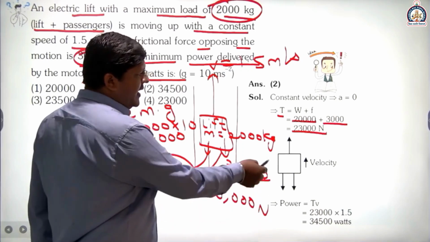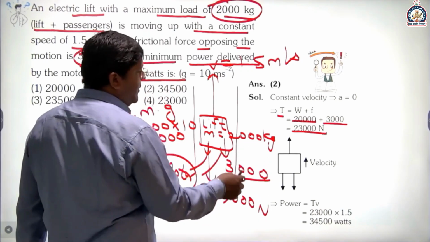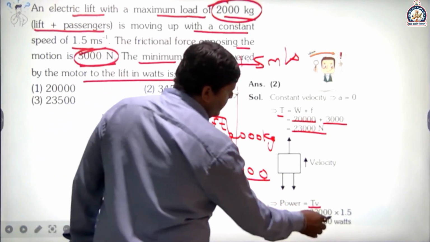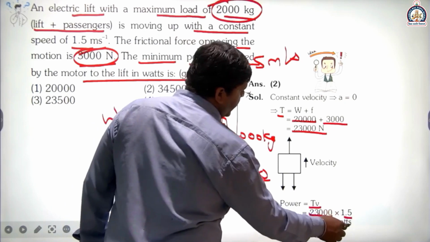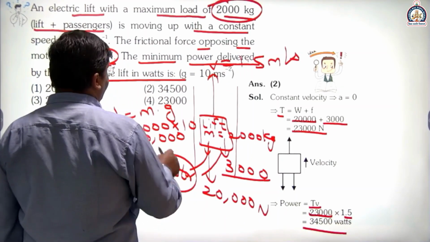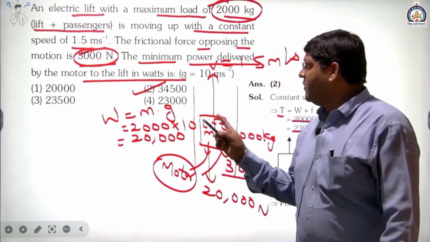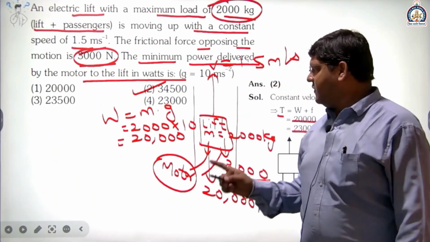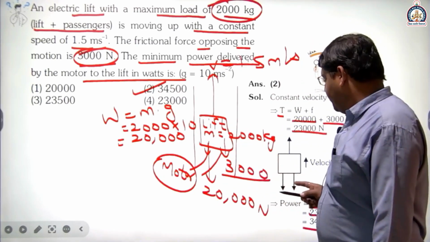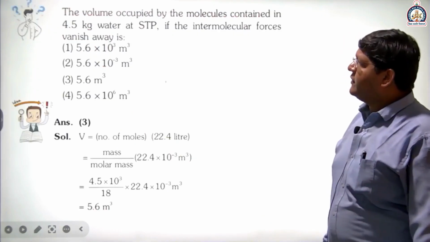So this is the simple diagram of FBD, we can say free body diagram of the lift. Now simply the power is equal to force into velocity. How much force? 23,000 into velocity 1.5, we get 34,500 watt. That is our required option number B, option number 2. This is simply the application of the concept of force: power is equal to force into velocity. Okay, moving to the next question.